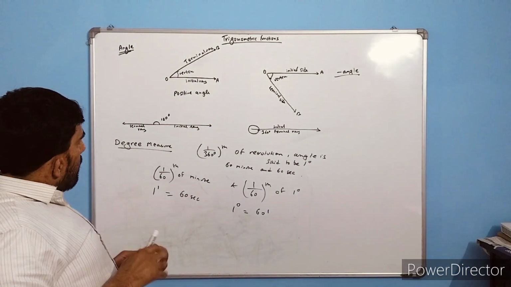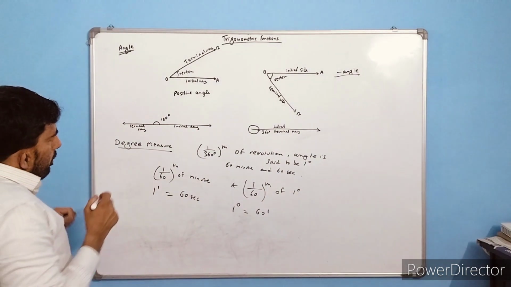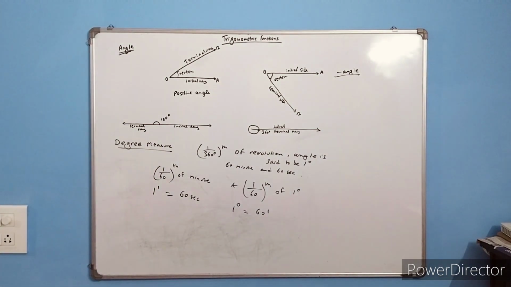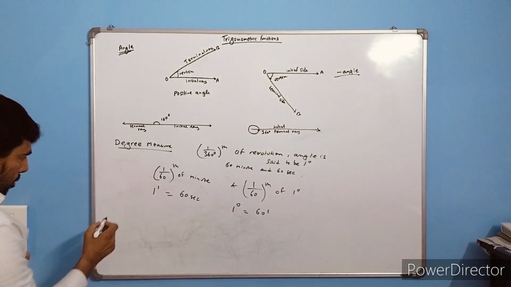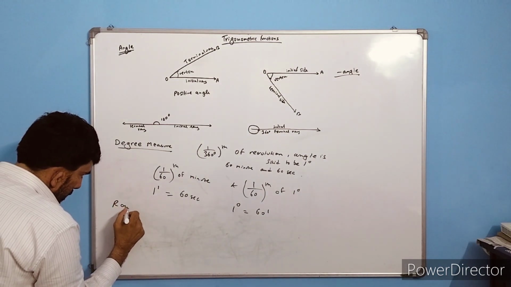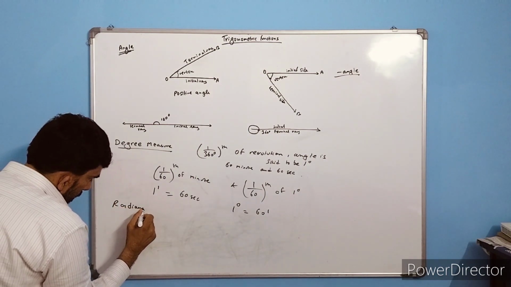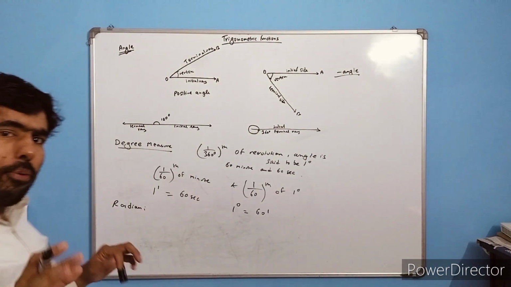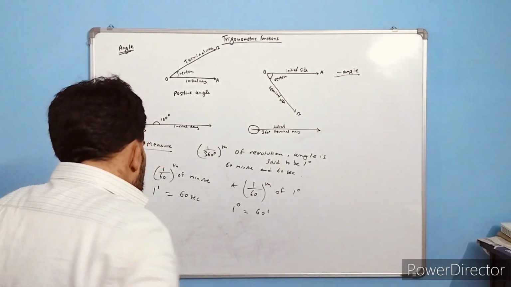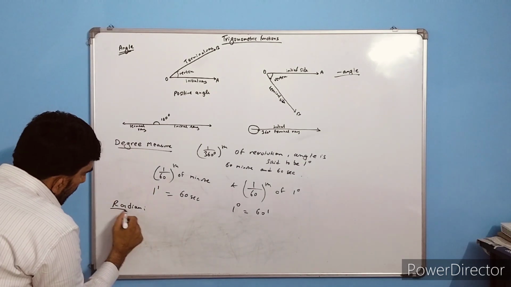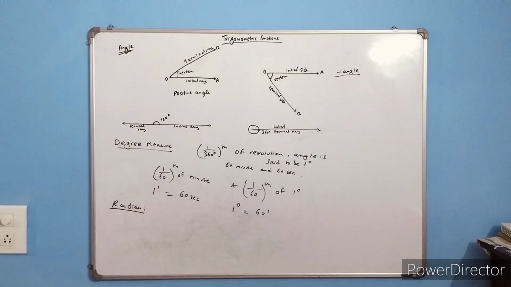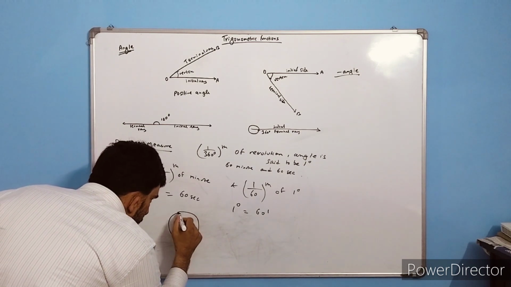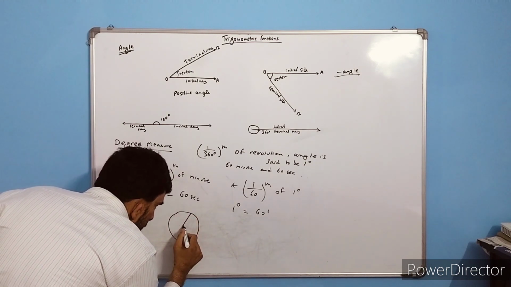So that is what we have studied about degree. Now let us talk about radian. What is radian? Later we'll talk about the relationship between degree and radian. So now, what is radian here? We'll show by diagram so that you can easily identify.